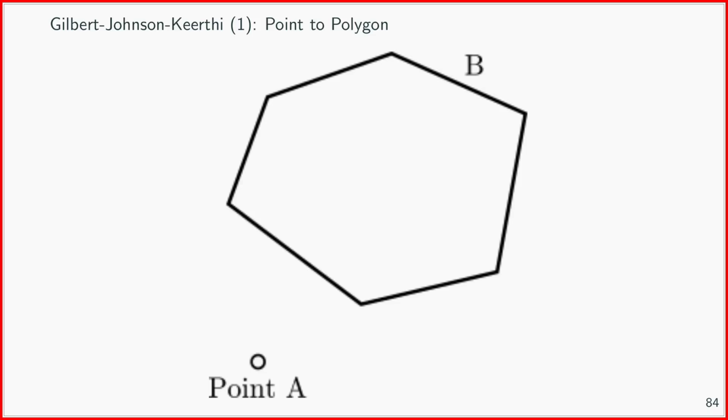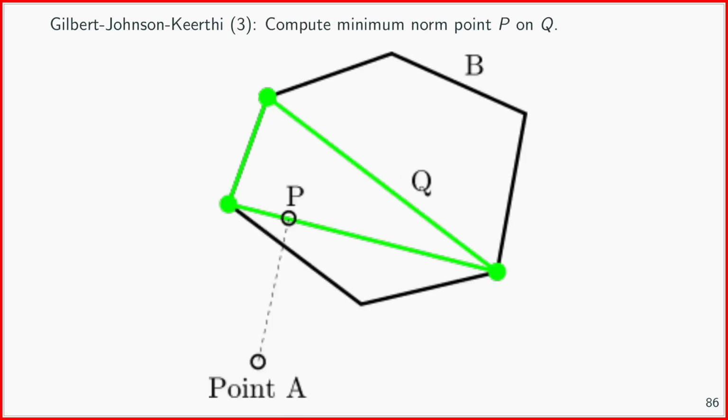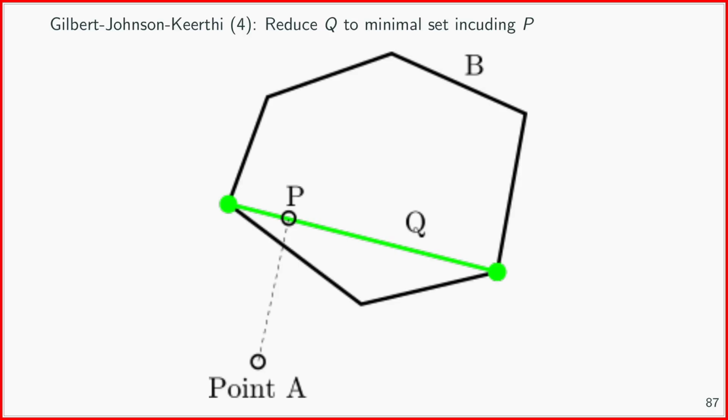Let me just give you a small example of how this GJK algorithm actually works. So B here is a convex polygon, and A here is a point. And we want to know if point A is actually inside of this polygon. The way the GJK algorithm works is by randomly choosing three vertices in the polygon, creating a small triangle here, which is called Q. Then in this triangle, we try to find the nearest point to point A, which we call point P. And then we reduce this whole triangle just to the line on which P lies.